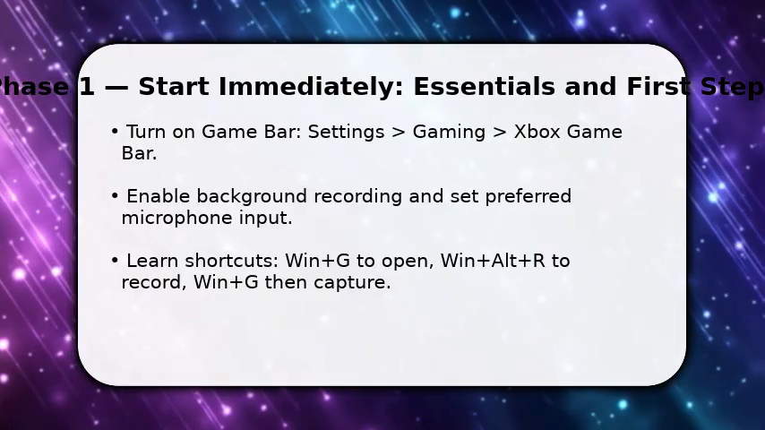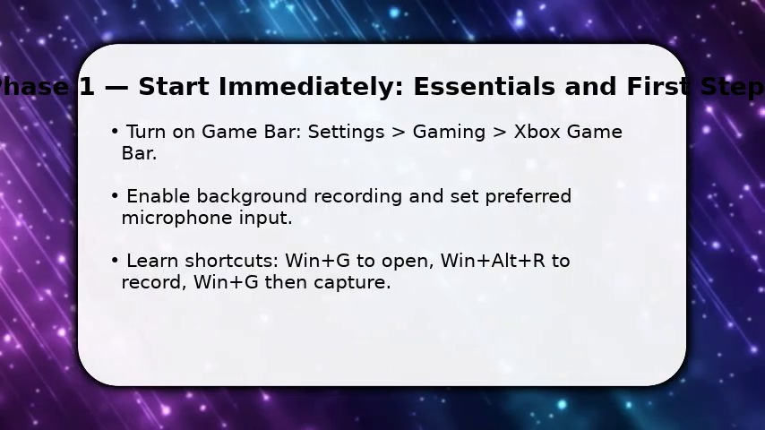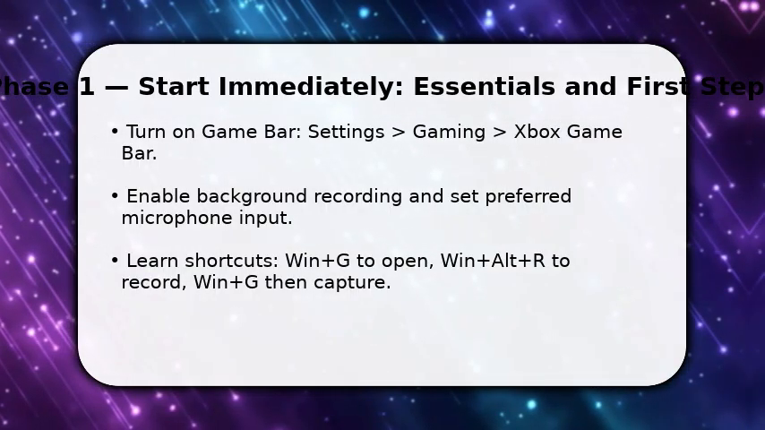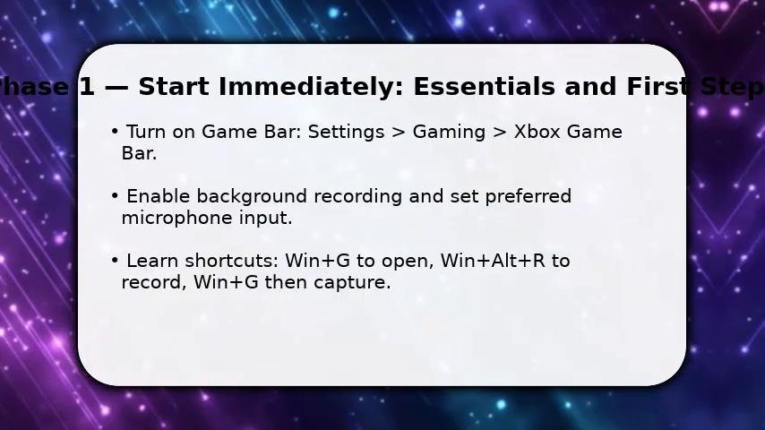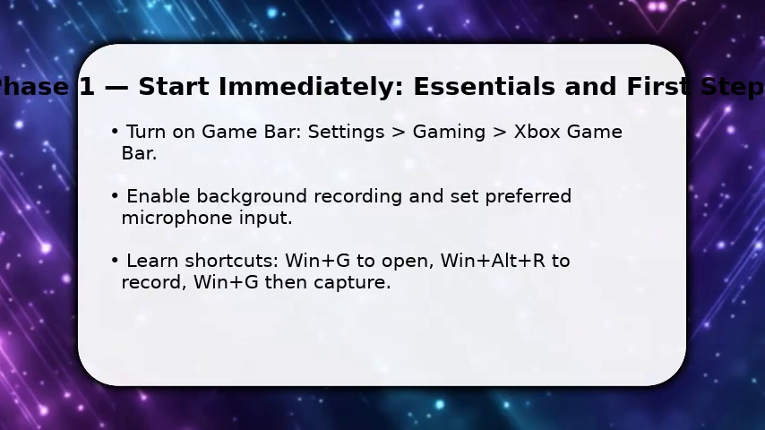You start by enabling the Windows Game Bar and verifying input devices. Open Settings and go to Gaming, then toggle Xbox Game Bar on. Once done, make sure background recording and microphone access are enabled so clips capture audio.